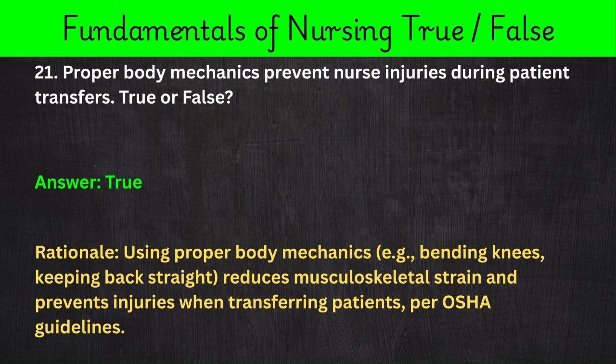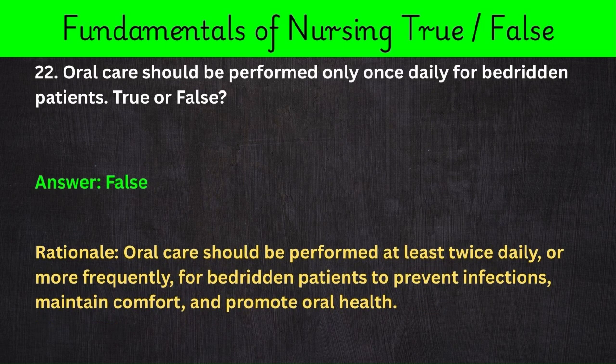Rationale: using proper body mechanics, e.g., bending knees, keeping back straight, reduces musculoskeletal strain and prevents injuries when transferring patients, per OSHA guidelines. 22. Oral care should be performed only once daily for bedridden patients. True or false? Answer: false. Rationale: oral care should be performed at least twice daily, or more frequently, for bedridden patients to prevent infections, maintain comfort, and promote oral health.